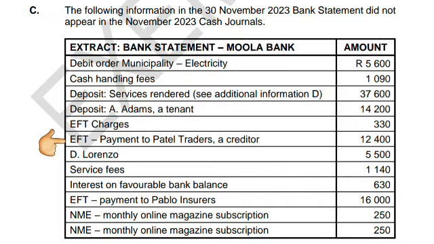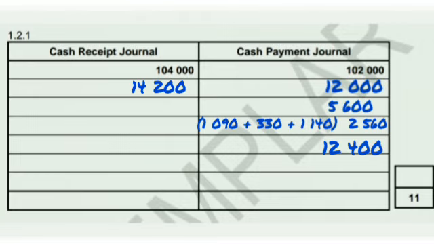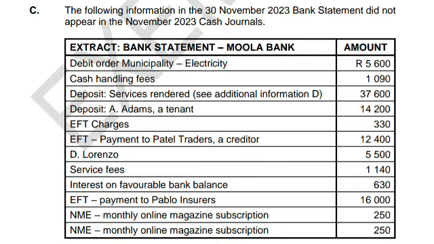We'll move on to the next EFT, which is a payment to Patel Traders, a creditor. So in this instance, we are paying a creditor, meaning we owed somebody. Remember, creditors are the people that we owe. The people that owe us are debtors, and the people that we owe as a business are called creditors. So we owed somebody 12,400, so it goes into the cash payment journal, because that means we are paying them for what we owe them. So this is cash leaving our pockets. When they were giving us credit, there was no cash leaving us, but now that we are paying them for the credit, there is cash physically leaving the bank account.